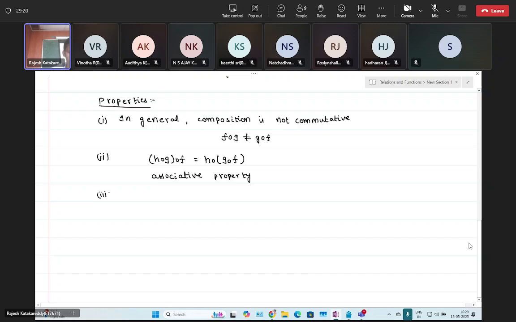After associative property, right, third one. Anything, let me see.